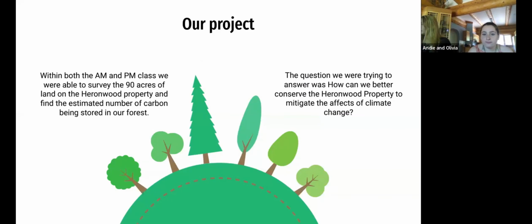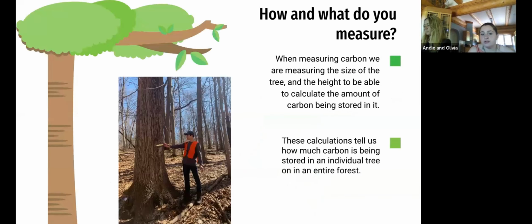So how and what do we measure? When measuring carbon, we use the size of the tree and the height to calculate the amount of carbon being stored in it. These calculations tell us how much carbon is being stored in an individual tree. Then we can take that information and find out how much carbon is being stored in the entire forest that we have on our property.